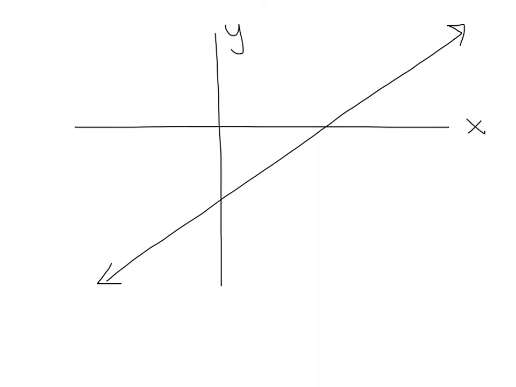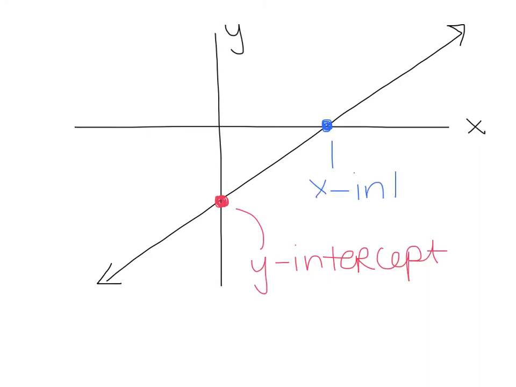In every line, if it goes through your y-axis, this point where it goes through your y-axis is considered your y-intercept. Where the line crosses your x-axis is considered to be your x-intercept.